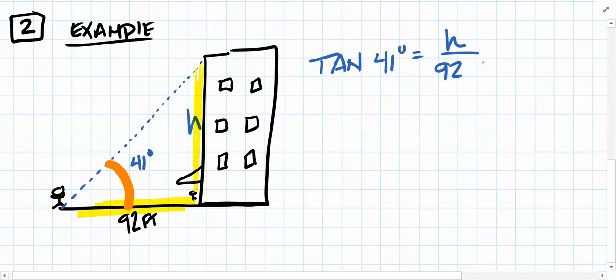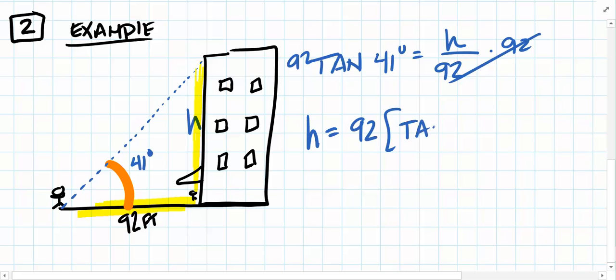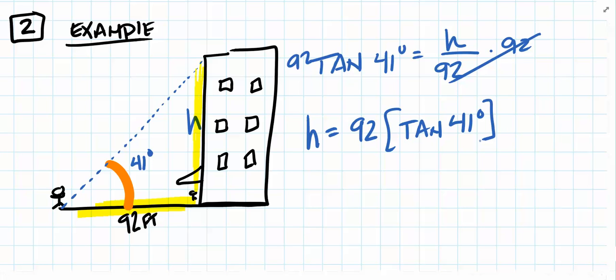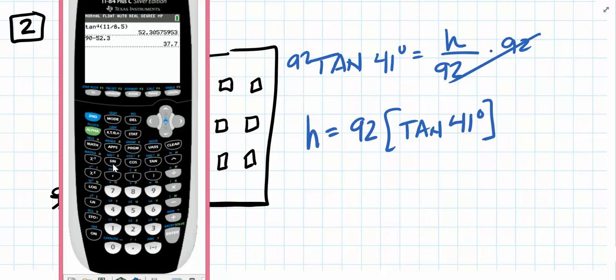So therefore, if I multiply both sides by 92, I would get h is equal to 92 multiplied by the tangent of 41 degrees. Now I want everyone to realize that the tangent of 41 degrees is nothing more than a number. It's a decimal, right? So we take that information and plug it straight into the calculator. So we go 92 times the tangent of 41 degrees. Look how I've plugged it in. Pretty straightforward.